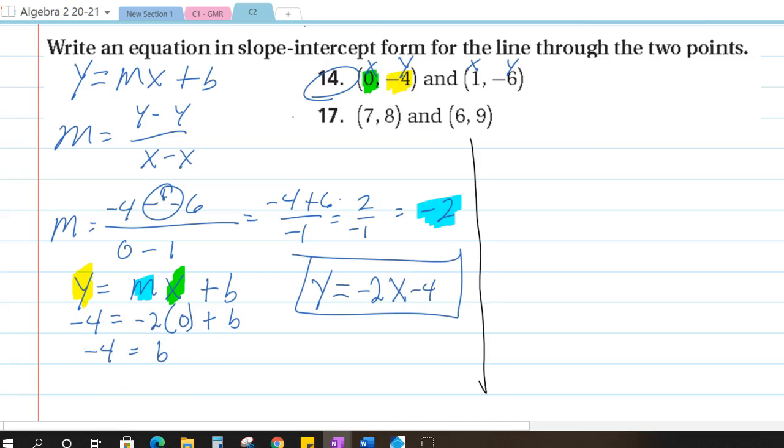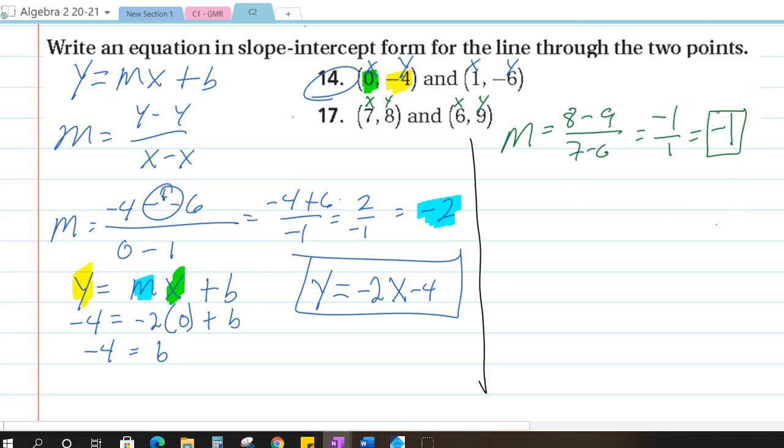All right, let's do one more. Remember, always label it x, y, x, y. My slope is y minus y over x minus x. 8 minus 9 over 7 minus 6. That gives you negative 1 over 1, which is simply negative 1.